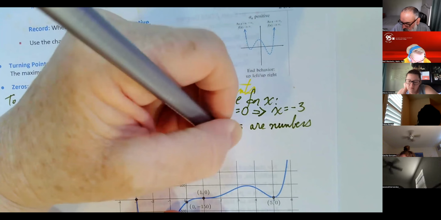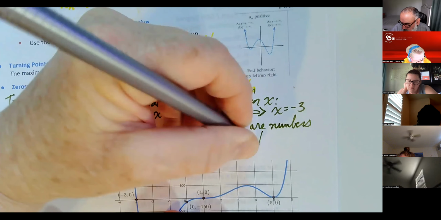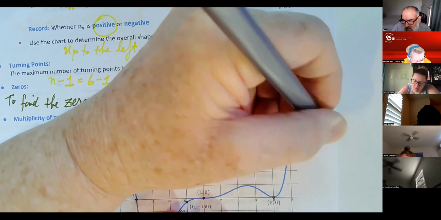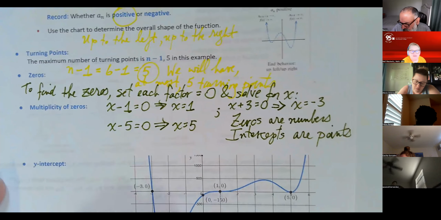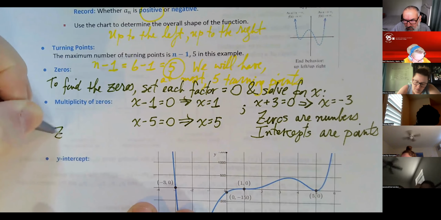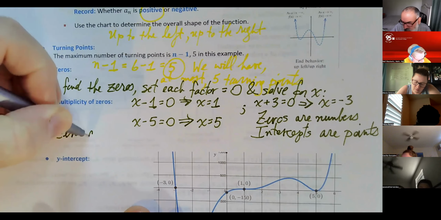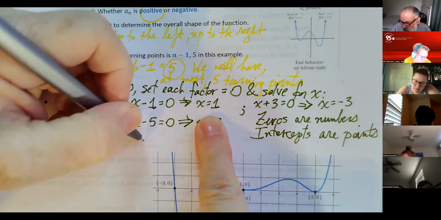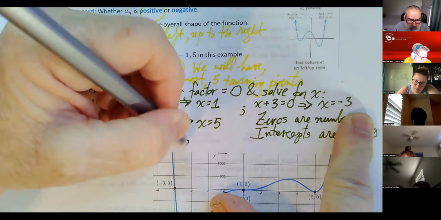Intercepts are points. So basically that's the x-intercept. That's right. So the zeros for this function are just the numbers. It's just going to be 1, -3, and 5.